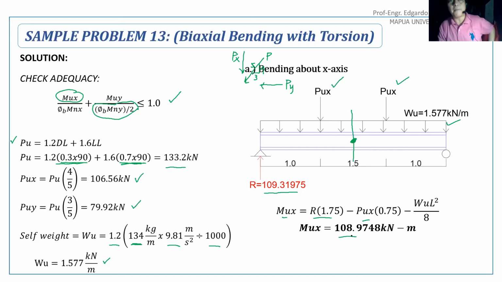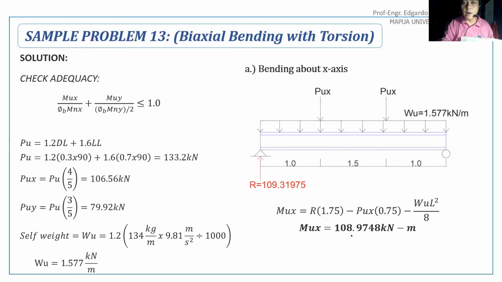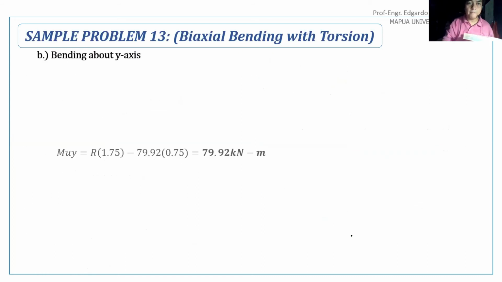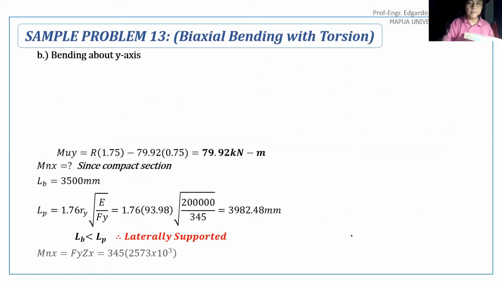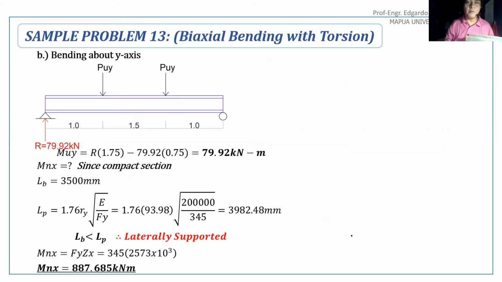Again, MUY. Pagka MUY, ano yung load na i-consider mo? Wala na yung uniform load kasi yung uniform load na nandito eh. Pagdating sa bending about Y, wala na yung uniform load, kundi yung ano lang, yung component na lang nung concentrated load na dalawa. Kaya pagkuha ng MUY, okay, so yan yung pagkuha ng MUY na. No? So due to PUY tsaka PUY, wala nang uniform load.